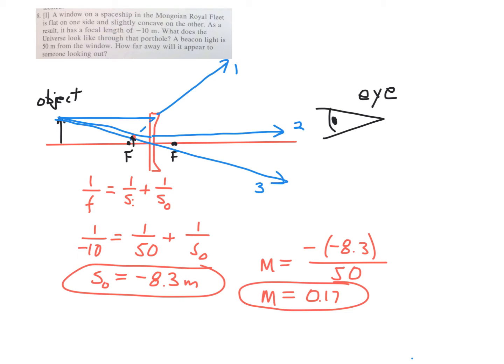Day 45, page 935, number 8. One thing I failed to mention on number 6 and 7 is that, check your units. The last one was all in centimeters. I just left it in centimeters, so everything came out in centimeters.